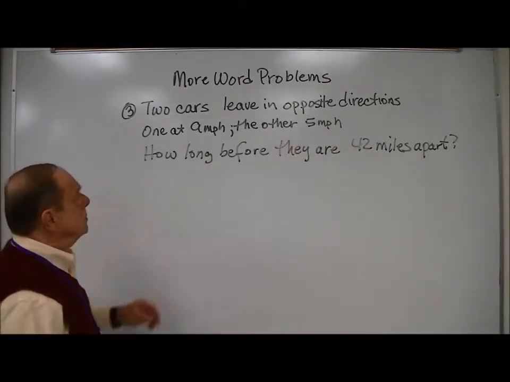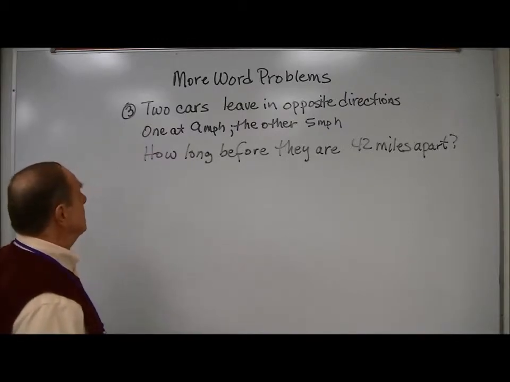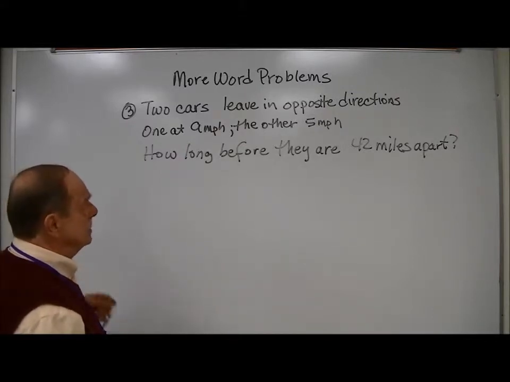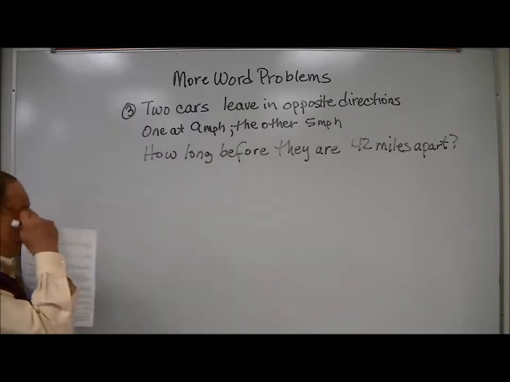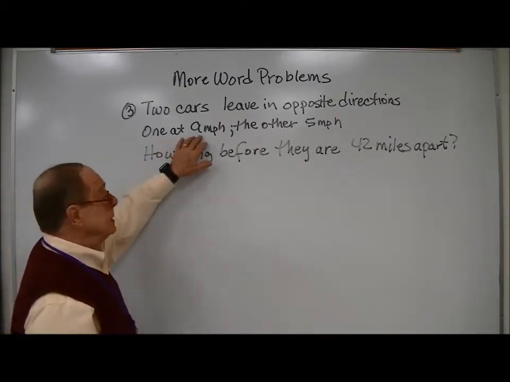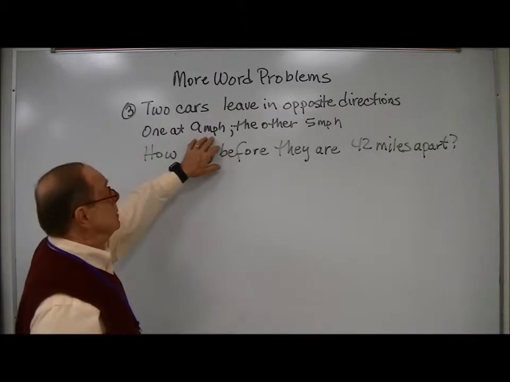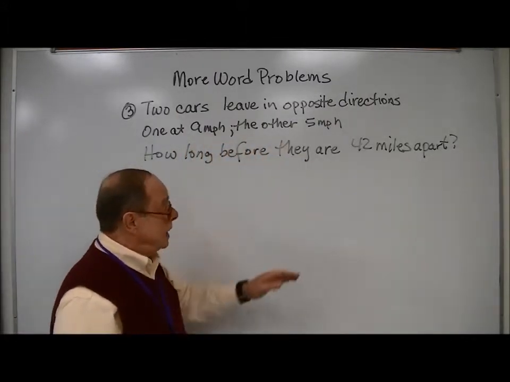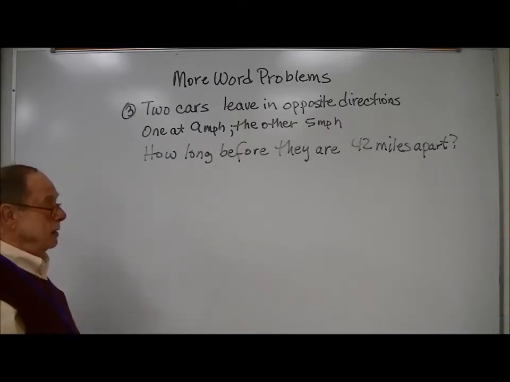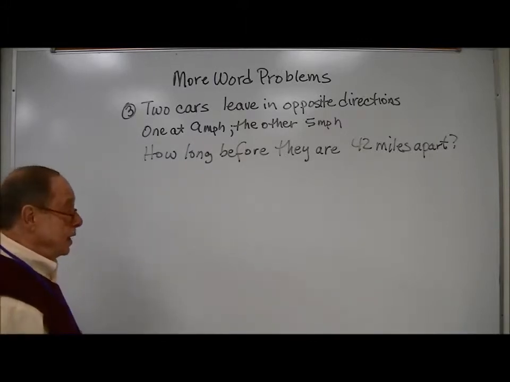Okay, we're going to do some more word problems. We talk about two cars leaving in opposite directions from, let's say, a parking lot. One is traveling, and of course this is in the city, at 9 miles per hour. The other at 5 miles per hour. How long before they are 42 miles apart?